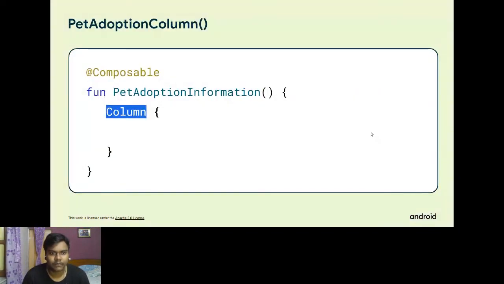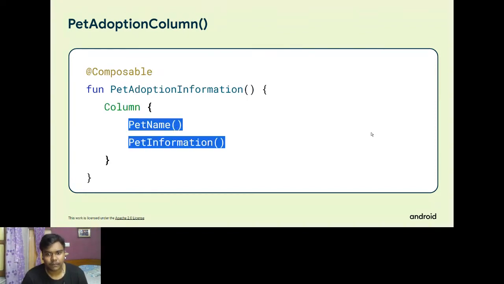Next is the pet adoption information. In order to add a column to the app, add a new composable called PetAdoptionInformation and add a Column composable inside it. So we are creating another function on top of the two functions that we previously created, and here we will be calling those two functions, where the text information is passed inside the Column keyword. That is, all those two texts will be shown in a vertical way.